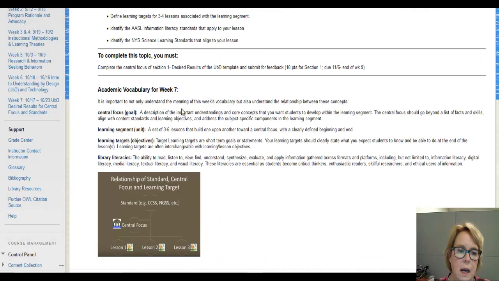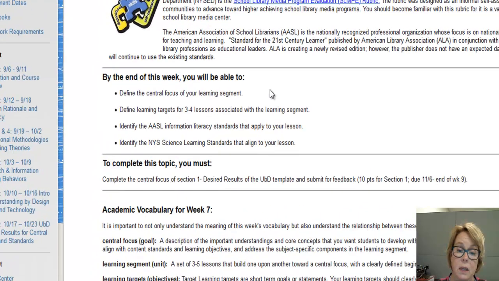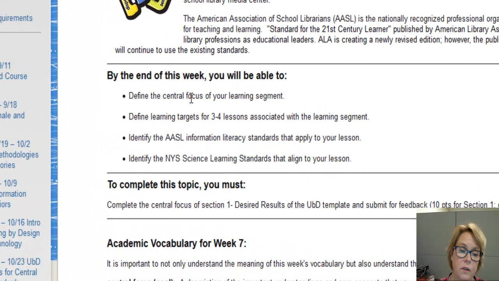So the first thing I want to look at are the objectives for the week. The first thing you'll begin with is defining your central focus for your learning segment. A central focus is more like an overall goal. And your learning segment is a unit of study. So it's a broader topic. Again, central focus, learning segment.